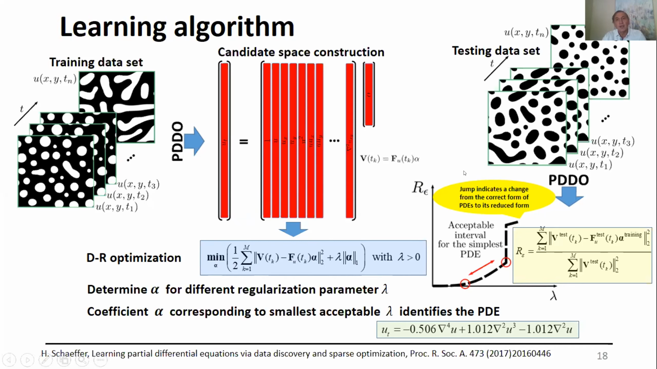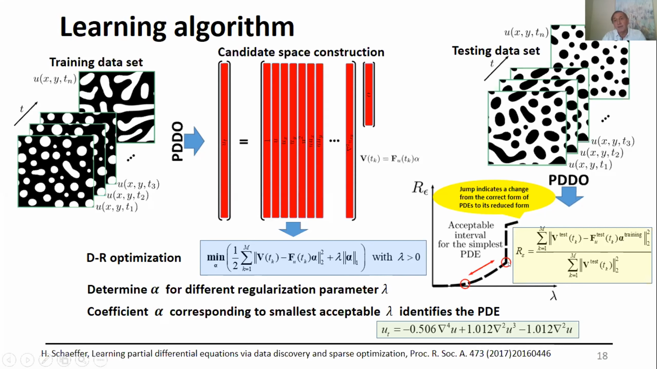Then we use the testing set with that particular alpha that I have. So here you see the V from the testing data set. I have the feature matrix also from the testing data set. I'm again using the peridynamic differential operator here, but alpha here is coming from the training data set. So I construct an accuracy metric. For each lambda that I have, I have a different alpha. So I construct this relationship for the accuracy metric and lambda.